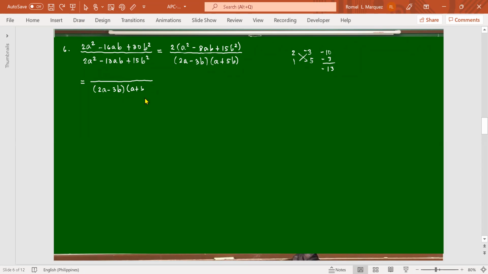Wait, I made a mistake in the sign here. Minus 5b here. Okay, so 2 times a minus 5b, a minus 3b. Am I right now? Okay. So this is common, no? We can get rid of that. What is left now? 2 times a minus, I cancelled the wrong one. Wait a minute. So, it's this one, huh?